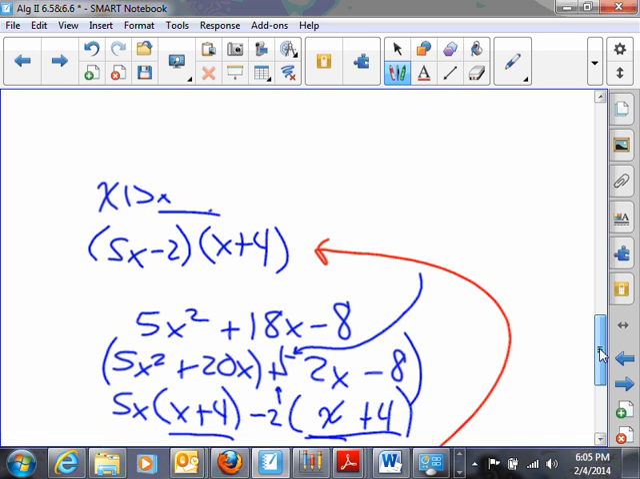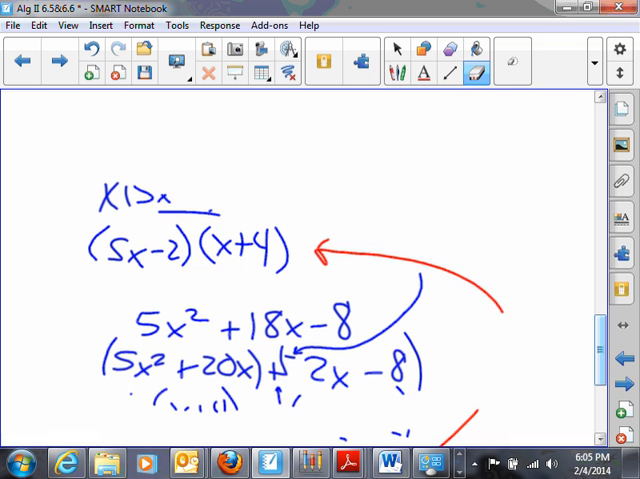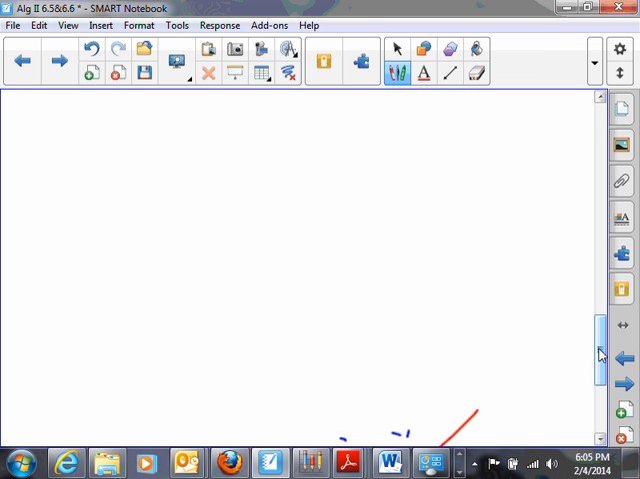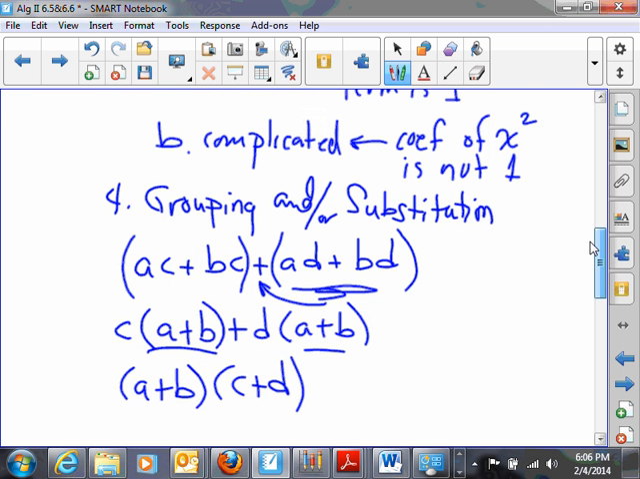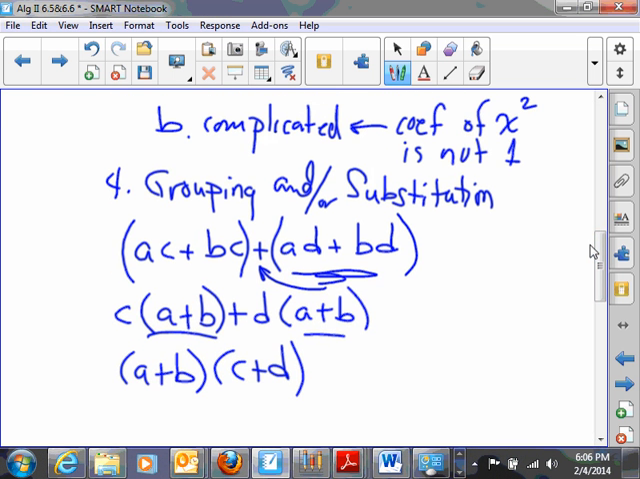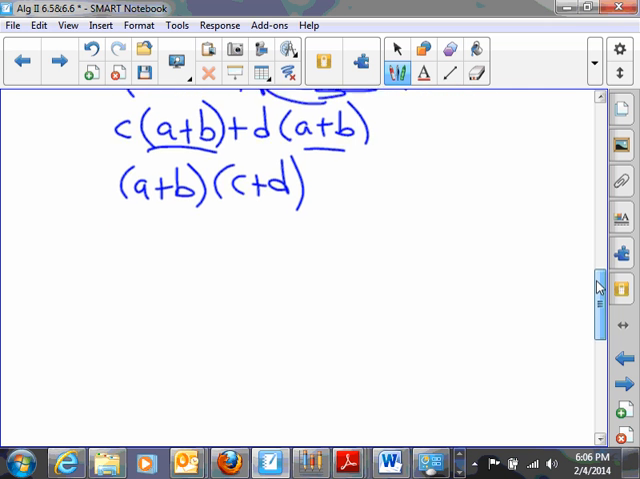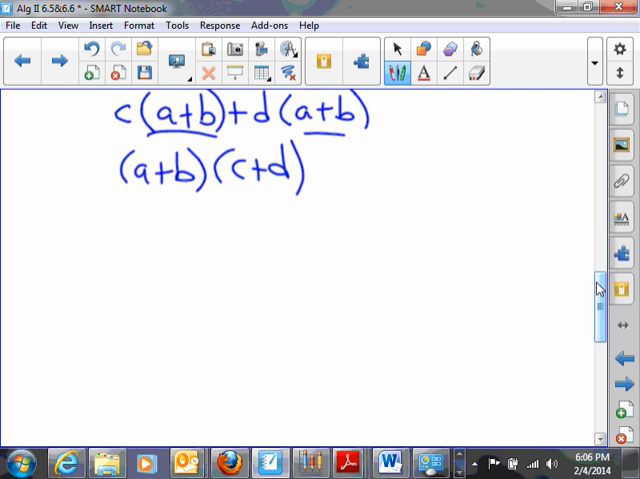Now, substitution. Let's see if I can explain a little bit of substitution. One of the things that you're going to end up having to factor sometimes is things that are in what you would call quadratic form. Let me give you an example. If you have x to the 4th minus 5x squared plus 6, and you wanted to factor this, this is not a quadratic polynomial. This is a 4th degree polynomial.